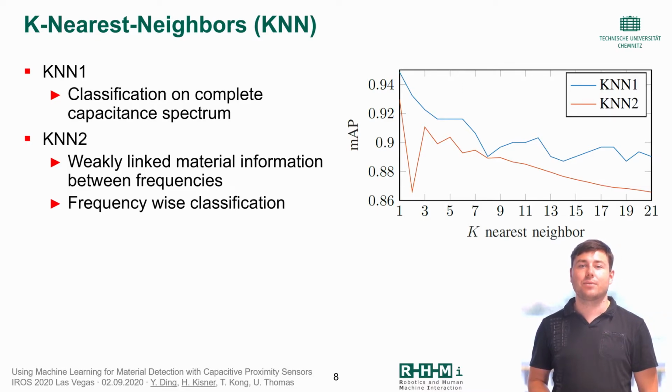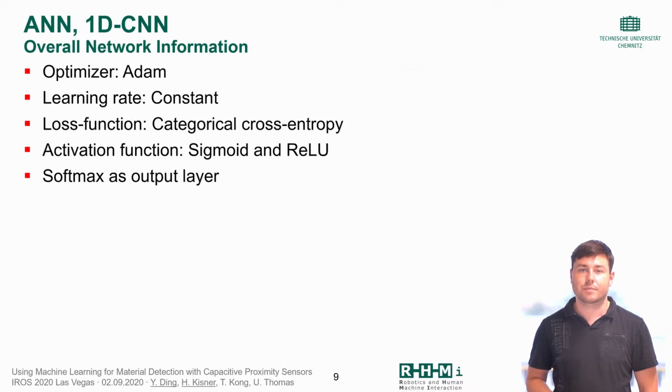We use KNN in two different approaches. First, the KNN1 classifies the data across the complete capacitance spectrum. Thus, all the data is used only once to predict the correct label. Secondly, we have found that the material information is weakly linked between the frequencies. Therefore, KNN2 classifies the test data frequency-wise, which may lead to a more robust prediction. The mean average precision curve shows that both approaches perform better the fewer neighbors are used. So k equals 1 for the best prediction.